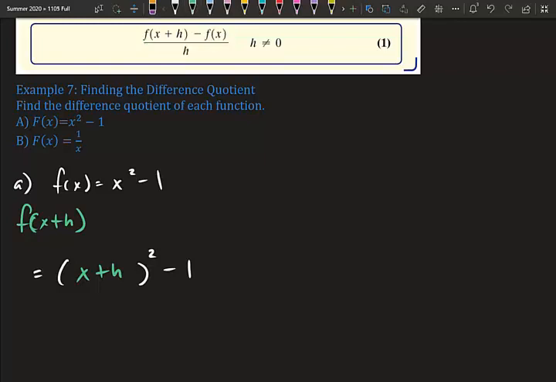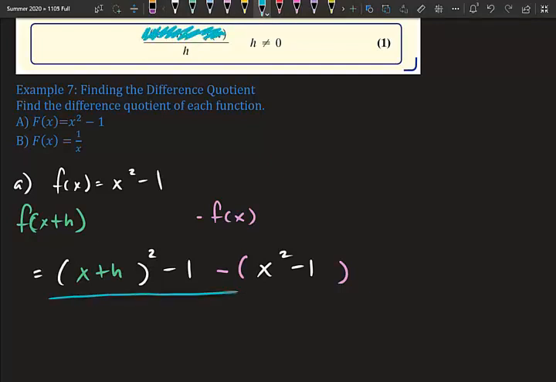Now, we know there's not just that there, there's other things. So now what we're going to do is pretend none of this is here. What we have is negative f of x. So don't we know what negative f of x stands for? Doesn't it just mean minus the function? And the function is x squared minus 1. Then I'm going to pretend none of this is here. It's just all over h. That is how we use the difference quotient. So let's solve it.